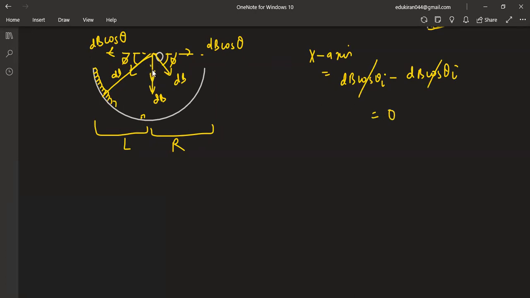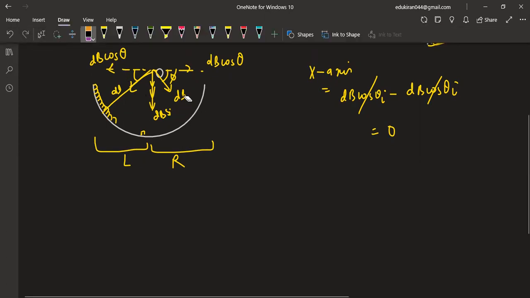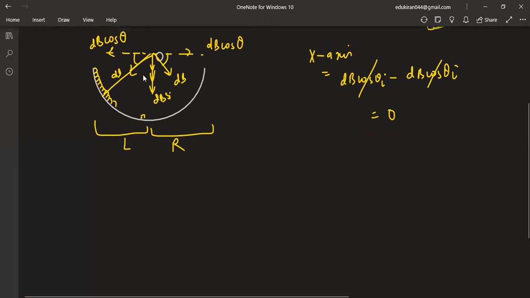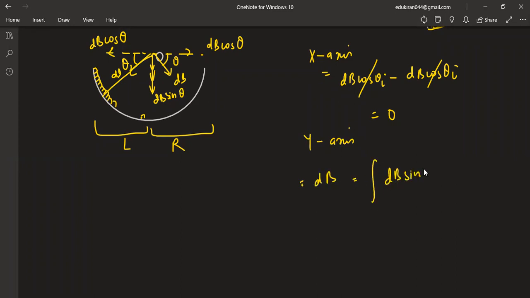But what about all these dB sine theta, which are getting accumulated? I have taken it as phi. Let me take this as theta only, because we don't need two angles. We just need a single angle. So dB sine theta. Across the y-axis, you have the resultant magnetic field, which is the integration of dB sine theta. That's it, what you have to solve. Net magnetic field will be Bx plus By. Bx is already 0. By is the integration of dB sine theta.